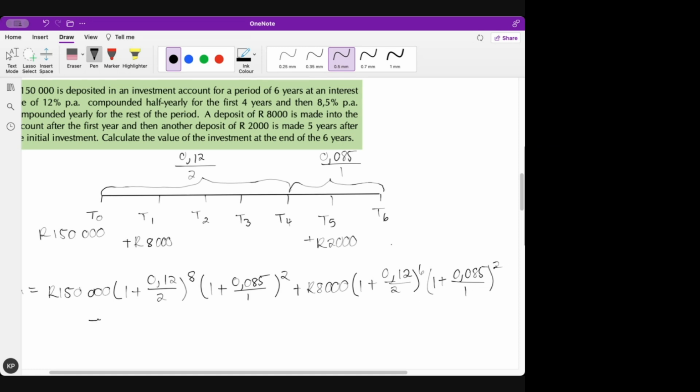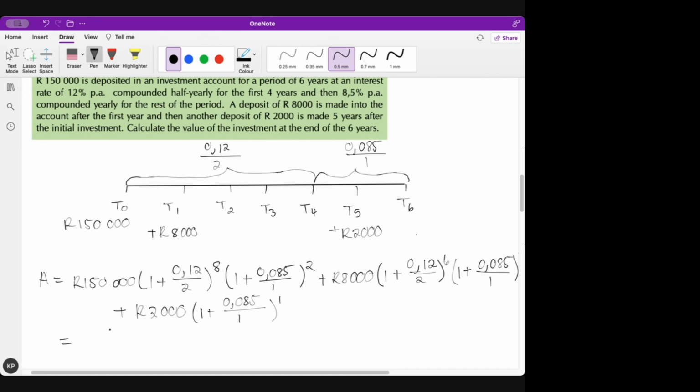But you also deposited 2,000 Rands, but this was towards the end. So the 2,000 Rand won't have the 12% timeline because it wasn't there during the 12% timeline. It was there for the 0.085. And this time it is only 1 year because it was from year 5, so it is once.